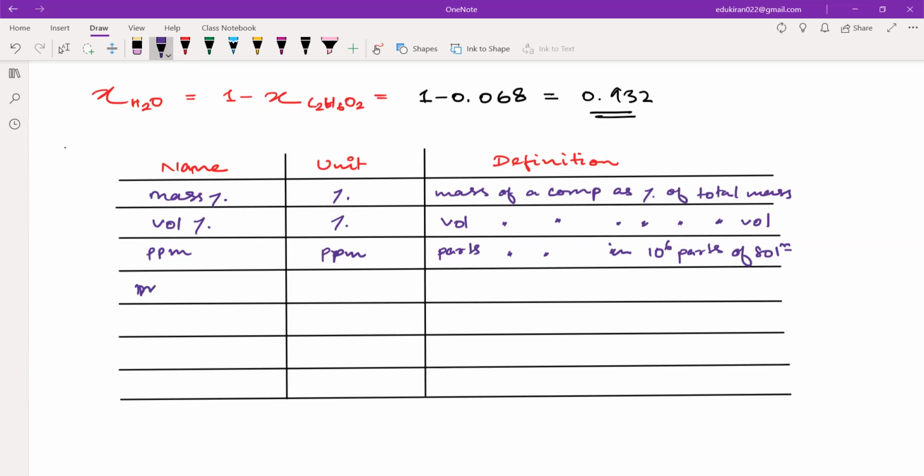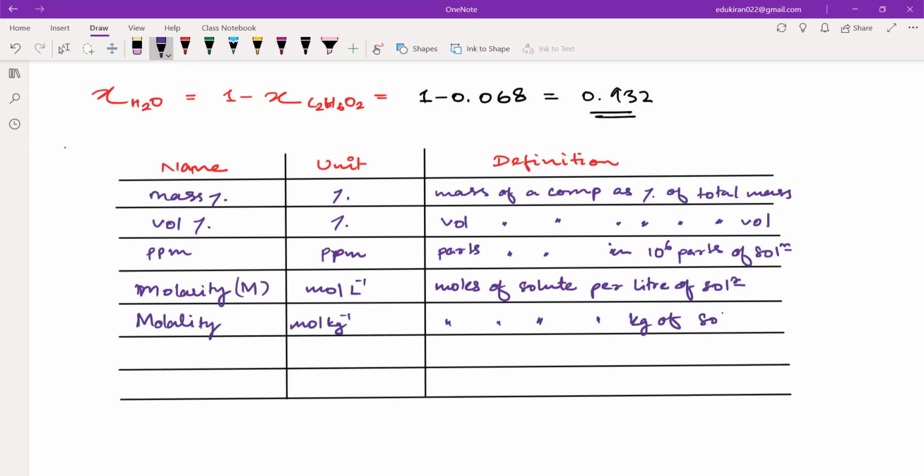Then we learned about molarity, shown by capital M. It is moles per liter, the number of moles of solute per liter of solution. Next, we learned about molality. This is mole per kg: moles of solute per kg of solvent.